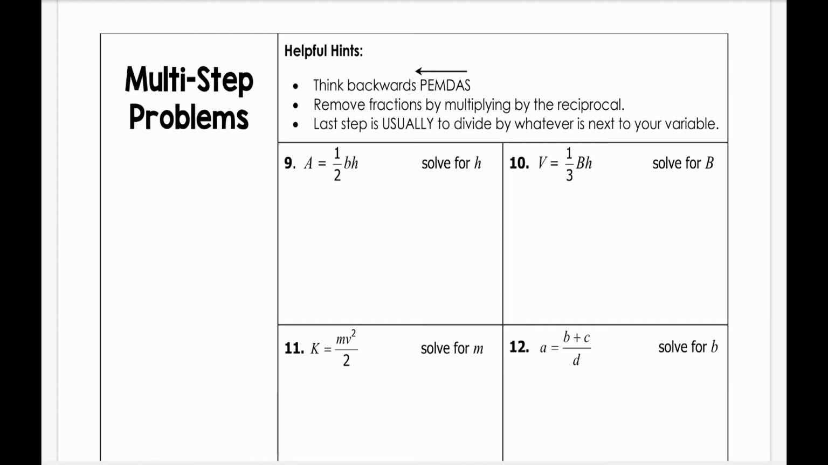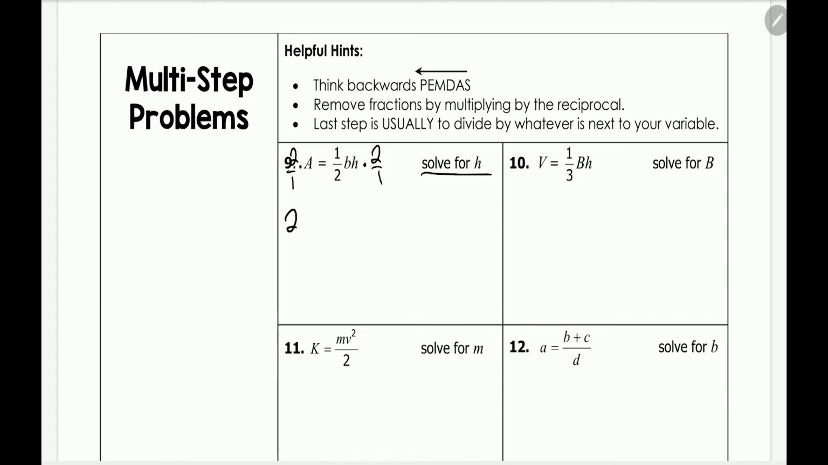We have A is equal to 1/2 times base, or 1/2 times B times H. We're asked to solve for H. So that means we have to get rid of the 1/2 and we have to get rid of the B. So let's do this one step at a time. Our goal is to get rid of the 1/2 first. So since it's a fraction, we're going to be multiplying by its reciprocal, and the reciprocal of 1/2 is 2 over 1. We're going to multiply that on both sides.